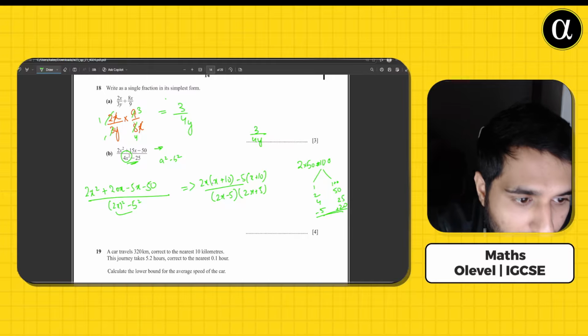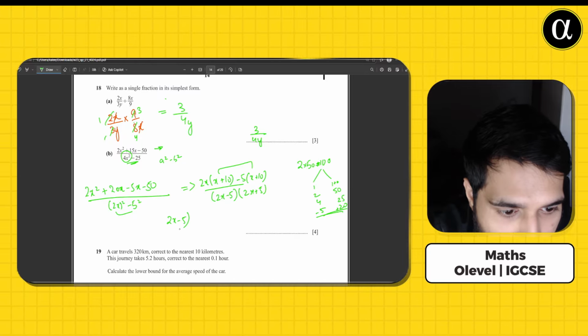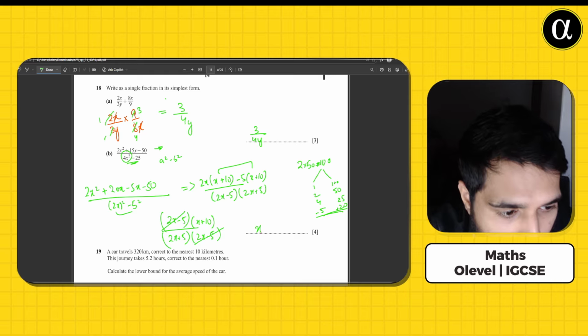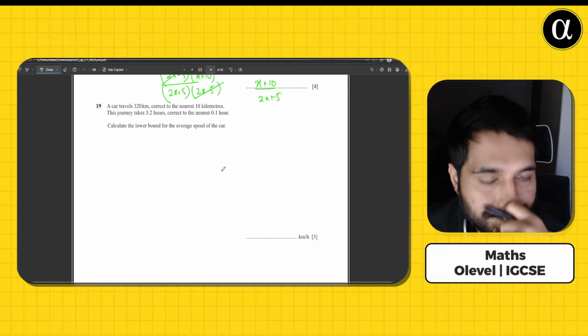Now when we solve this further, since the two brackets are same, we write it once, so it's going to be 2x minus 5 bracket and x plus 10 divided by 2x plus 5 and 2x minus 5. We know that this and this can be cancelled, so it will be x plus 10 over 2x plus 5. That should be the answer, right? Let's discuss question number 19.